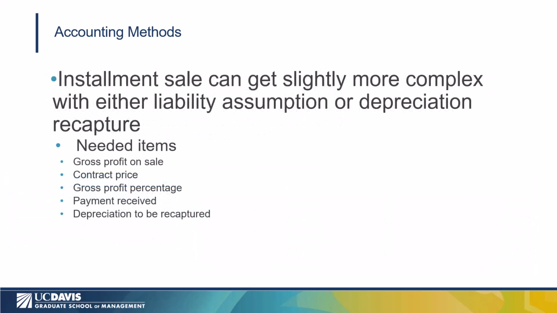Now, the installment sale method can get slightly more complex when there's liability assumption or depreciation recapture. And what we're going to see is that we actually need to consider something we haven't really done before, which is the contract price. So we just glossed over it on the last one, and we said the amount realized is the amount we're going to use to calculate gross profit percentage. That's technically not true. We need to calculate the contract price.